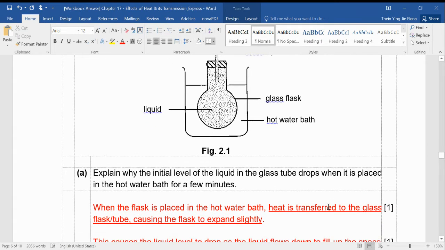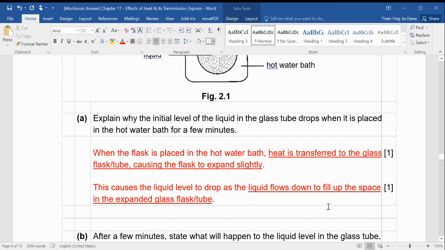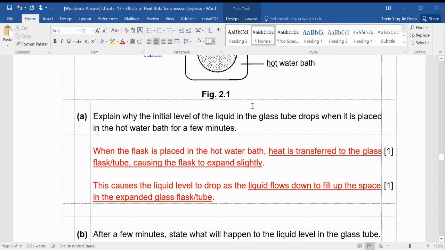Okay, so we should think, for part A, how come it drops? We expect it to increase. The reason is because the glass will also gain the heat, so the glass will also expand. The glass of the round bottom flask will expand slightly, so you will realize that the liquid level will drop a little bit. And after that, the liquid level will continue to increase later on. Okay, so this is the answer for part A.